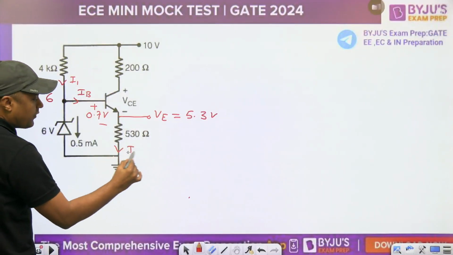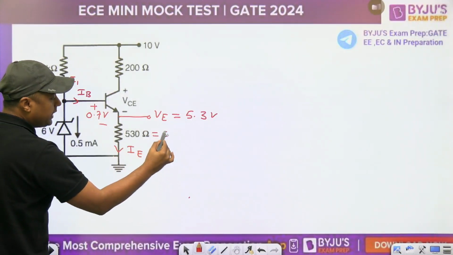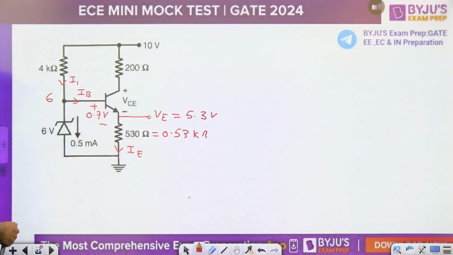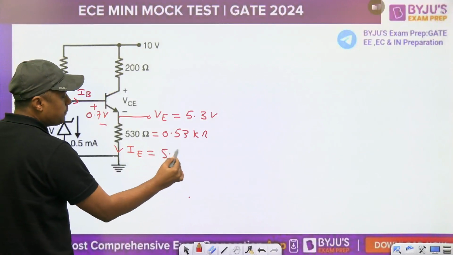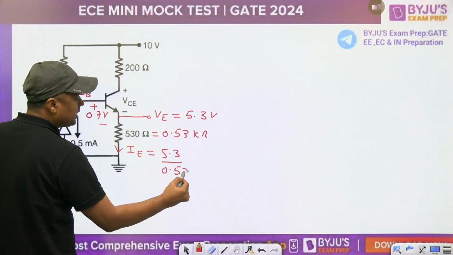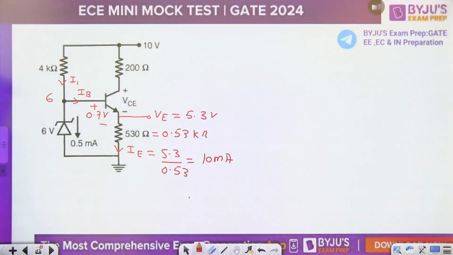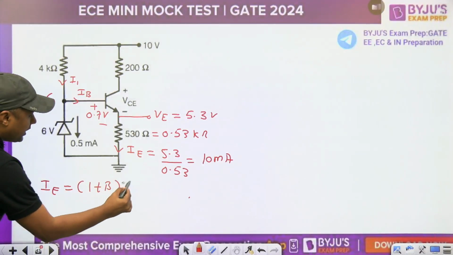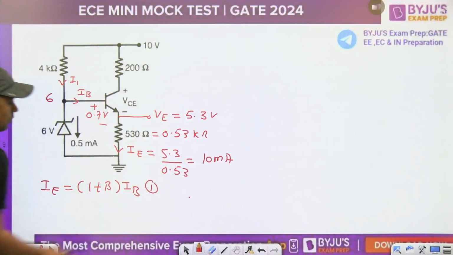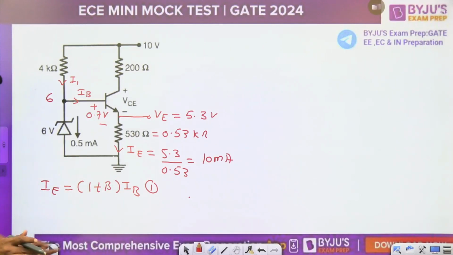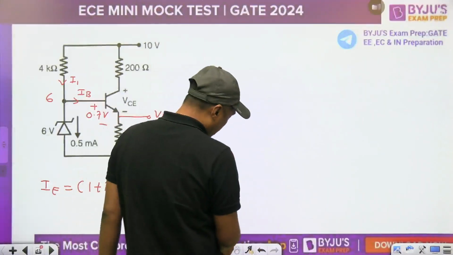So what is the value of IE? This is 0.53 kilo ohm. IE will become 5.3 divided by 0.53, which is 10 milliampere. Then IE is equal to 1 plus beta times IB. Now, since IE is known, if IB is known, then you can find the value of beta. That is the approach.